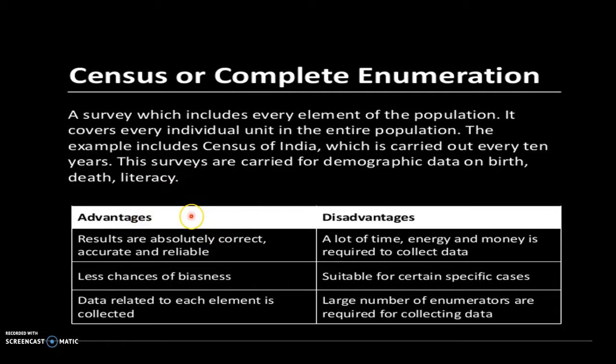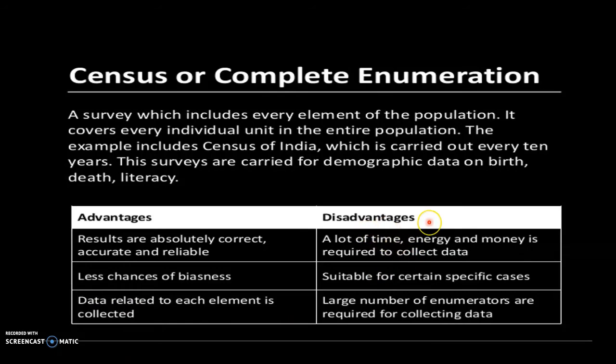Then what are the advantages and disadvantages of this census? First, the results are absolutely correct, accurate and reliable. Then less chances of bias. Bias means errors, so less chances of getting error. Then next one, data related to each element is collected. So every element of the population is covered.